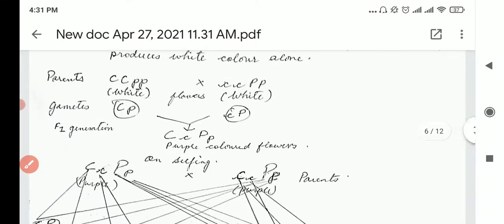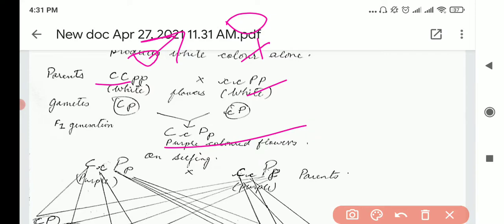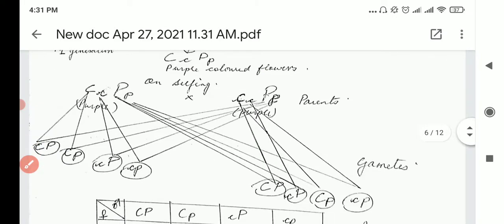Okay, so when you cross a white flower with another white flower, maybe in this white male parent it has capital C, and the female parent maybe has capital P. So we will get the hybrid, the purple color, because all will have capital C and small c, capital P and small p somehow. So all will show the purple color.